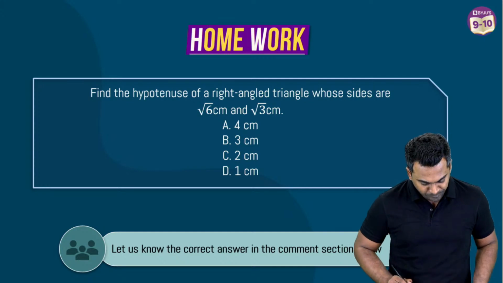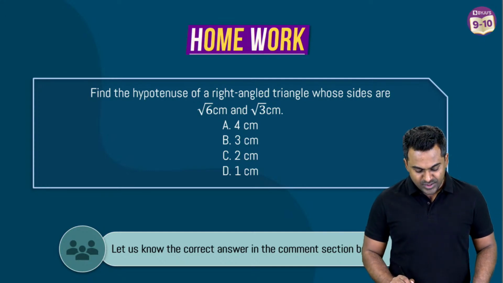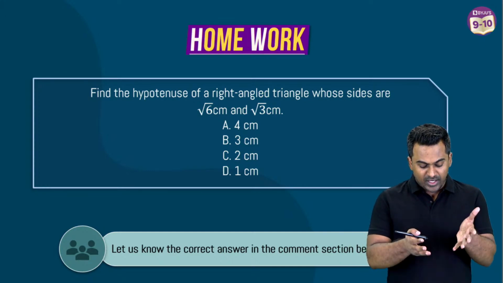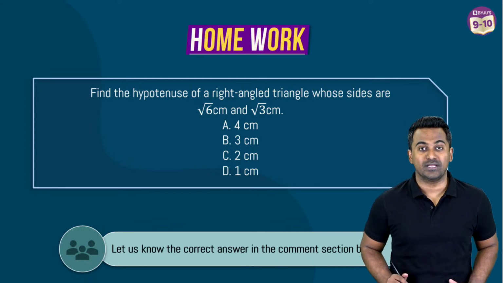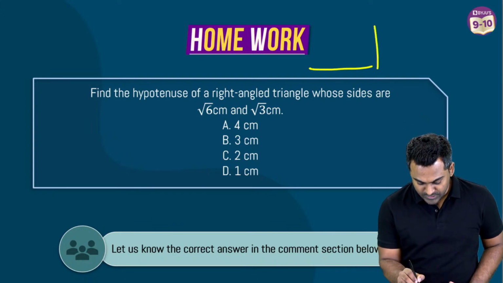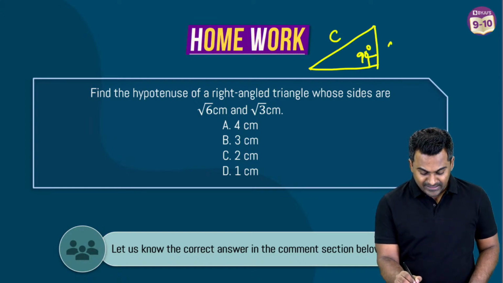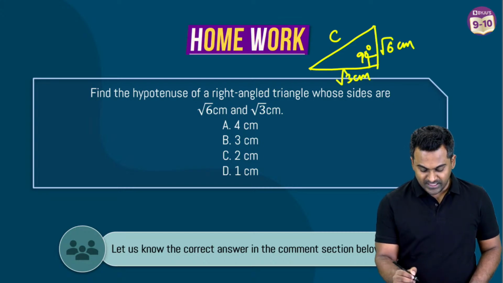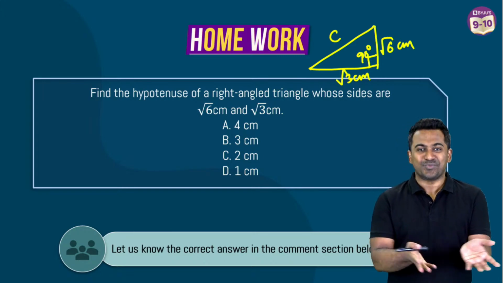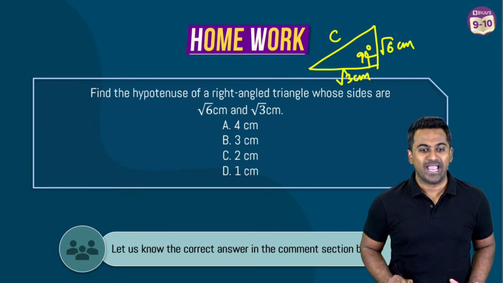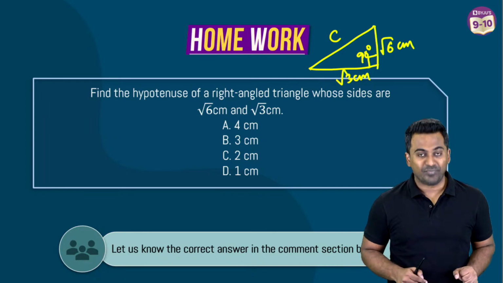Now it's homework time. Find the hypotenuse of the right angle triangle whose sides are root 6 centimeters and root 3 centimeters. Yeah, so this is going to be the right angle triangle. The hypotenuse is obviously going to be the side opposite 90 degrees, and this is given as root 6 centimeters, and this is root 3 centimeters. So I've given you the hint as well. You can use the Pythagoras theorem, and please type out the answer in the comment box.